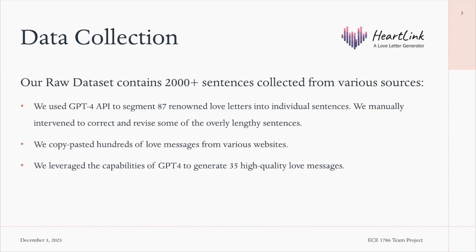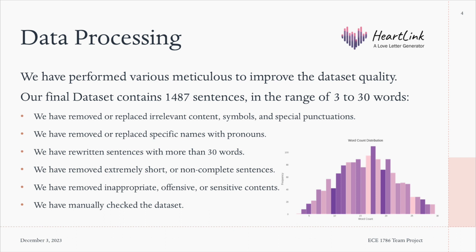So our raw dataset contains more than 2,000 sentences collected from various sources across the internet. Those include the ones extracted from love letters, the ones copy-pasted from websites, and the ones generated from GPT-4. And we did perform various ways to improve the quality of the dataset. Those include removing and replacing irrelevant contents and more. So finally, our final dataset contains 1,487 sentences in a range of 3 to 30 words per sentence.